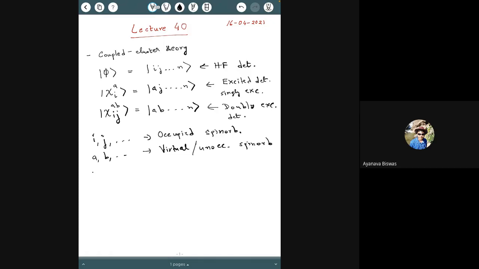And when I use PQRS or something, then this is a general spin orbital label, which means that I'm not specifying whether it is occupied or unoccupied. So this is the current latest notation, which has now been accepted by the whole community, and everyone more or less follows this. Only old papers will follow different conventions.